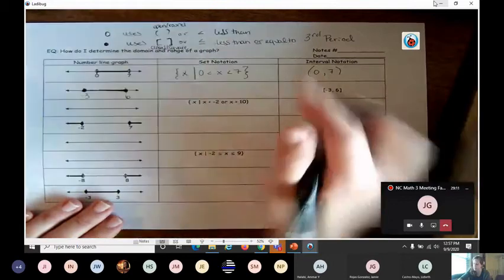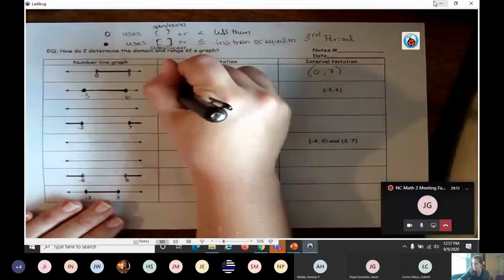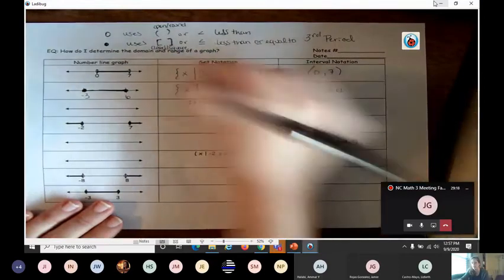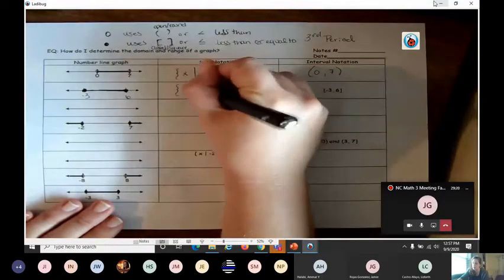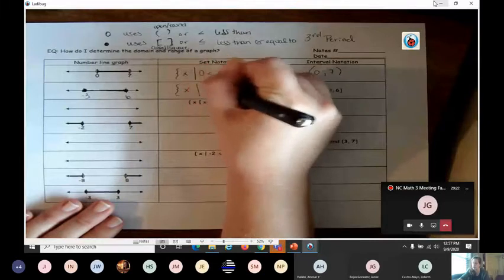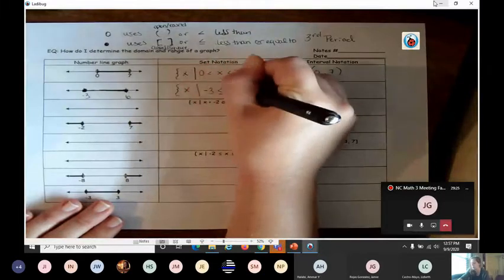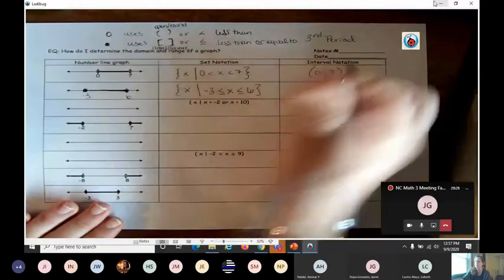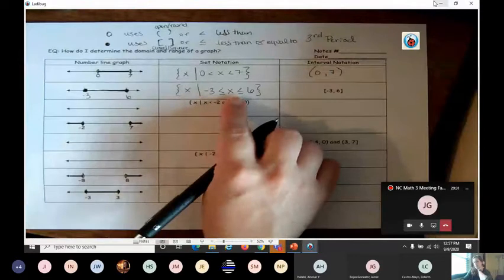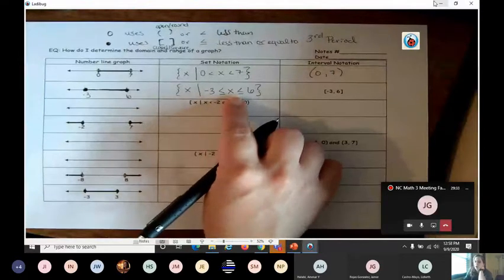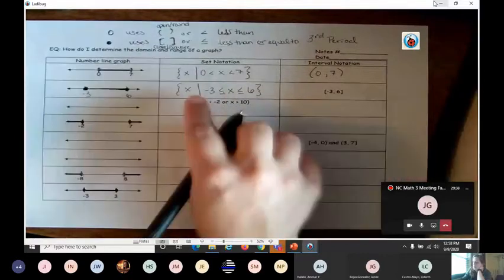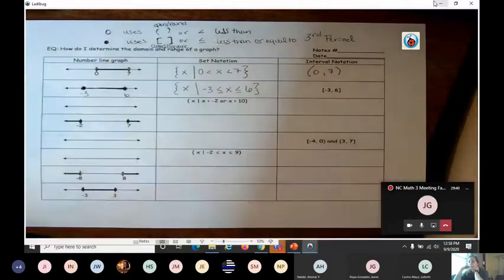When we write this in set notation, we would have X's such that -3 is less than or equal to X, which is less than or equal to 6. So this time we use the less than or equal to signs, because we have closed dots and closed braces, and we go between -3 and 6. So what questions do you guys have on that second one?